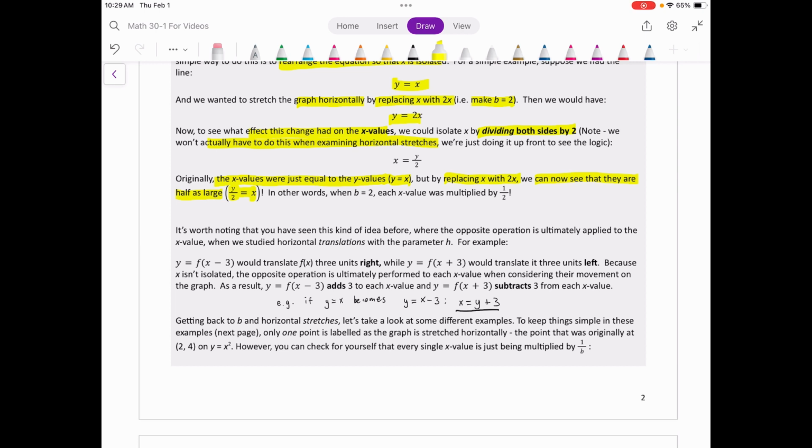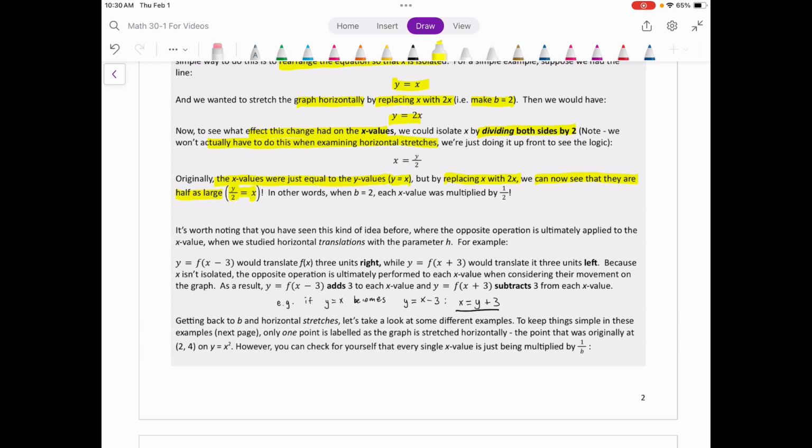So on this graph where x was 1 and y was 1, on this transformed graph, now when y is 1, x is just going to be 1/2, or 0.5. A point on this graph would have been 4, 4. When x was 4, y would be 4. On this graph now, when y is 4, x is only going to be 2. It's half as big. It used to be that when x was 4, y was 4. Now, when y is 4, x is only 2. The x has gotten half as big.